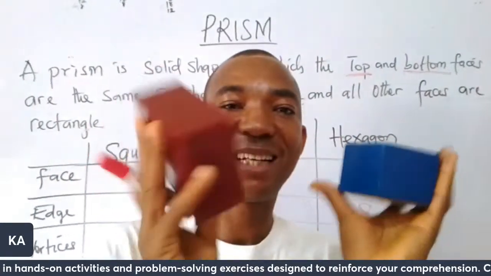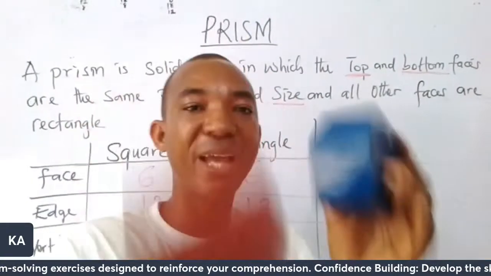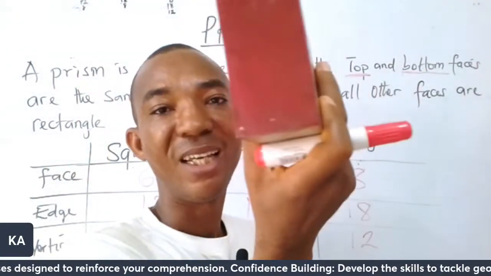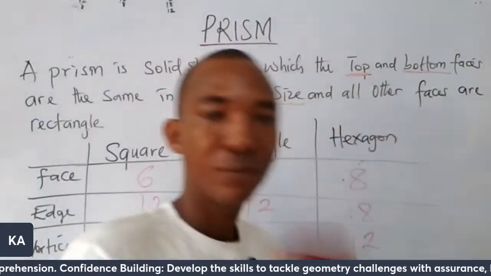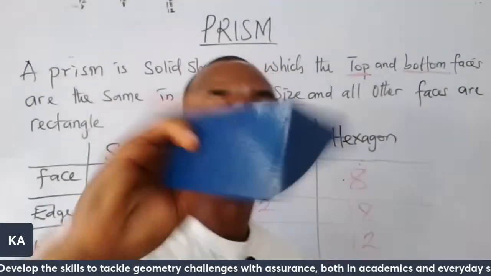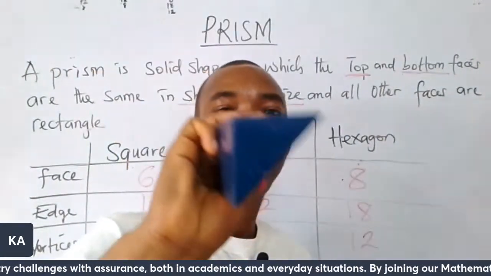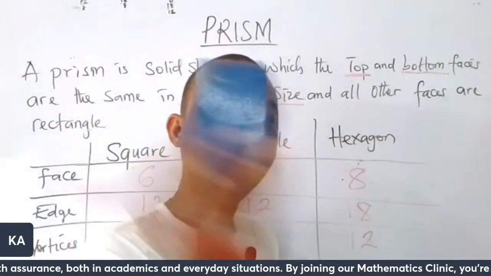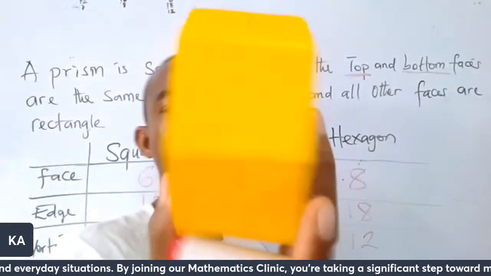And all these are prisms. Shall I take you again? This is a rectangular prism, a hexagon prism, a square prism. Can we show you another one? Can you see? We are going to learn this in our next video. So join us for the next video to learn more about this kind of prism, and also this kind of prism too.